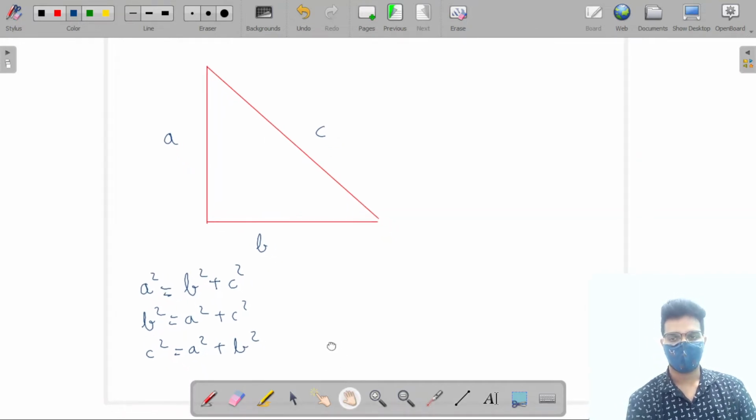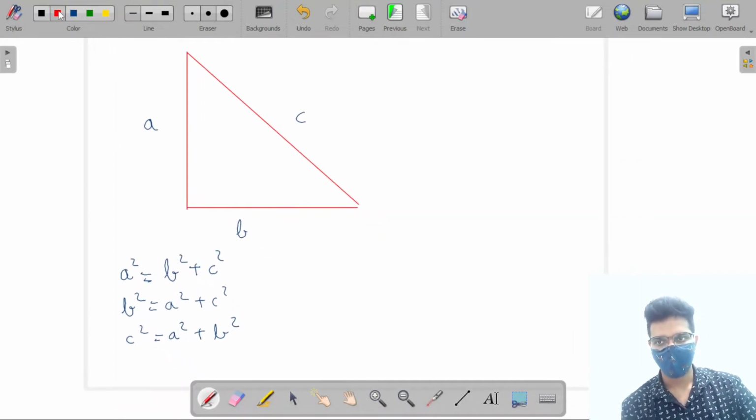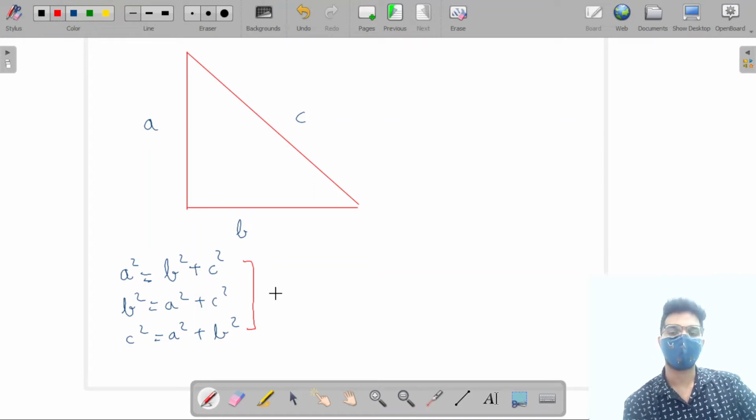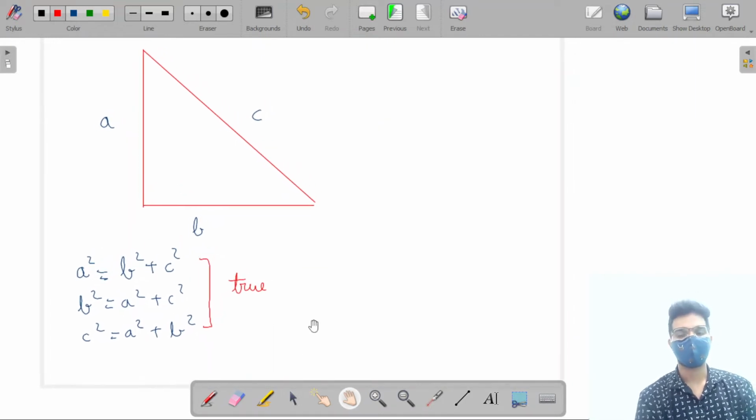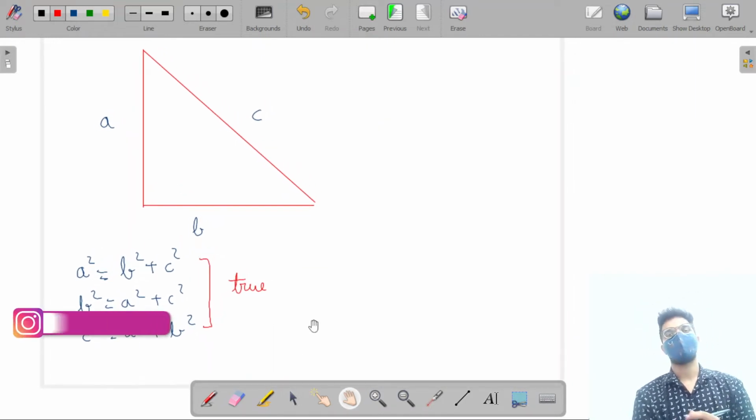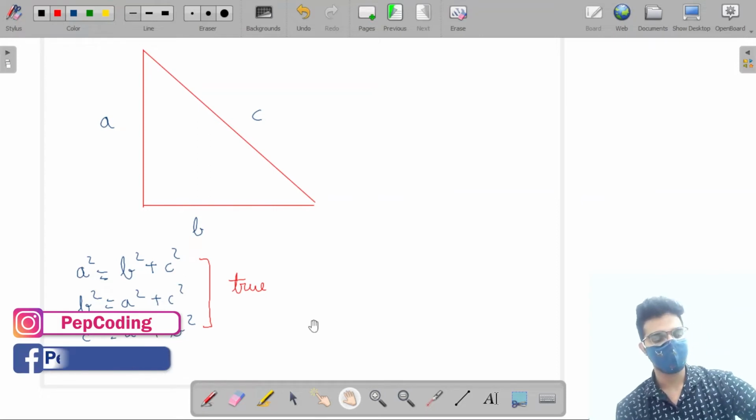So if any of these conditions is true, then you have to simply print true, right? If that is not the case, then we have to print false. So that's our question. It's a very simple question. I first recommend you to try it yourself before moving to the solution.